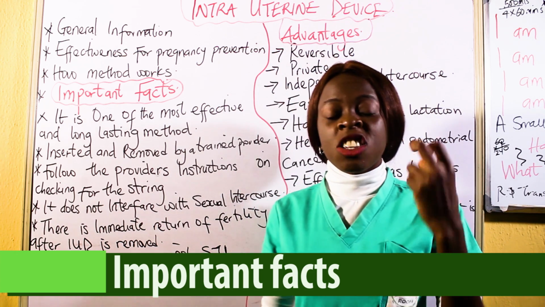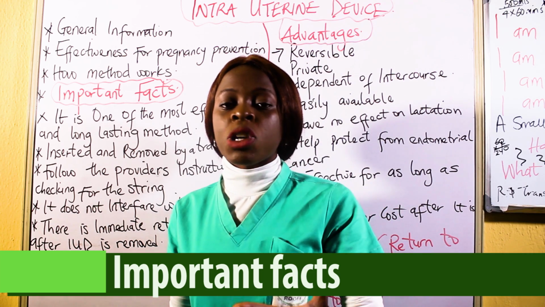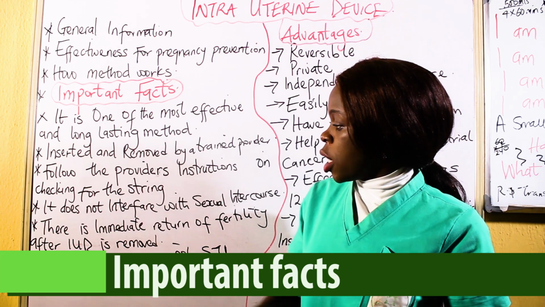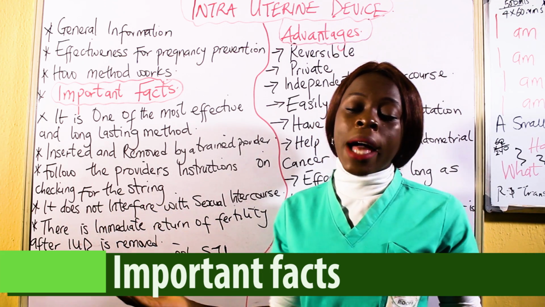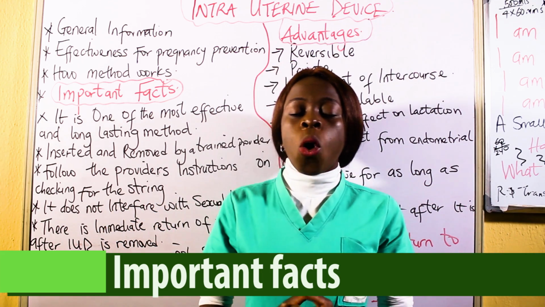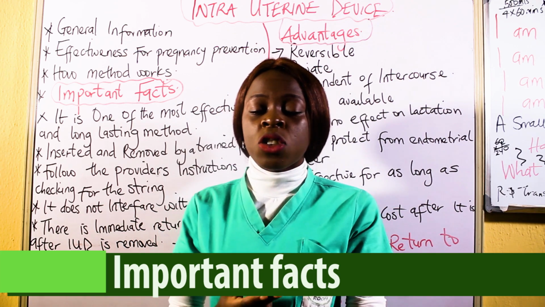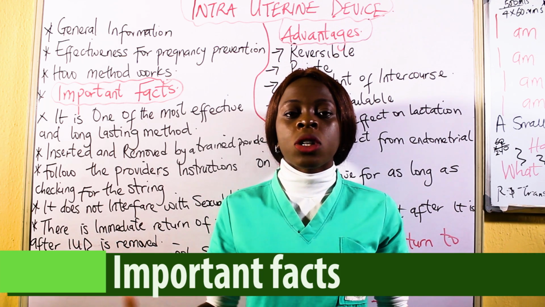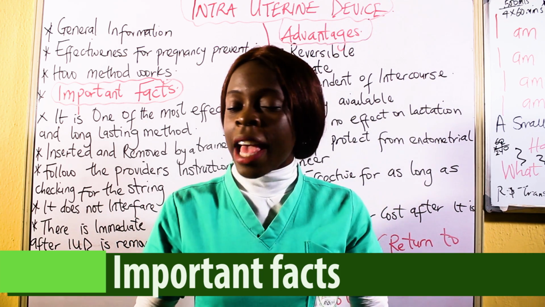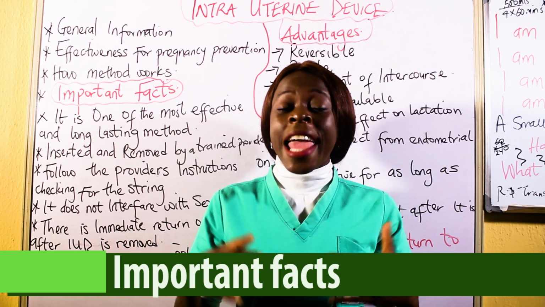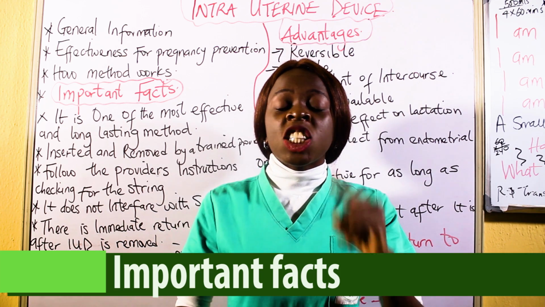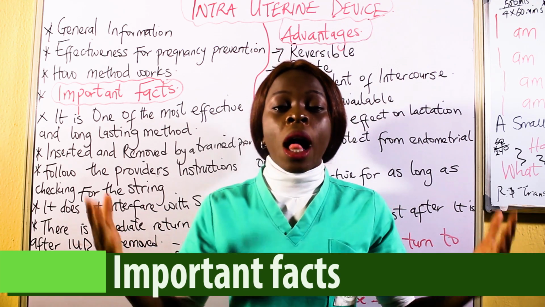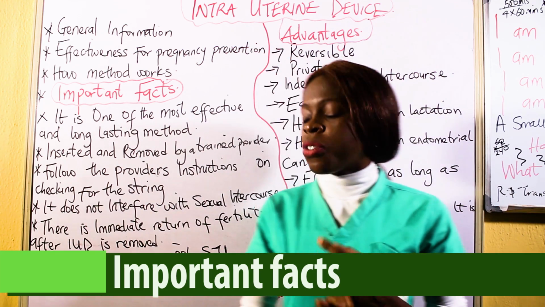The provider's instruction when checking for the string of a particular IUD. Then the other is it does not interfere with sexual intercourse. Most people feel that, oh, it's a string, it's going into the cervix, it's going into the vagina, it's going into the uterus, there's going to be a problem with sexual intercourse, the person is never going to enjoy sex anymore. That is not true. The IUD method of family planning does not affect your sexual life, does not affect sexual intercourse. So take note of that.